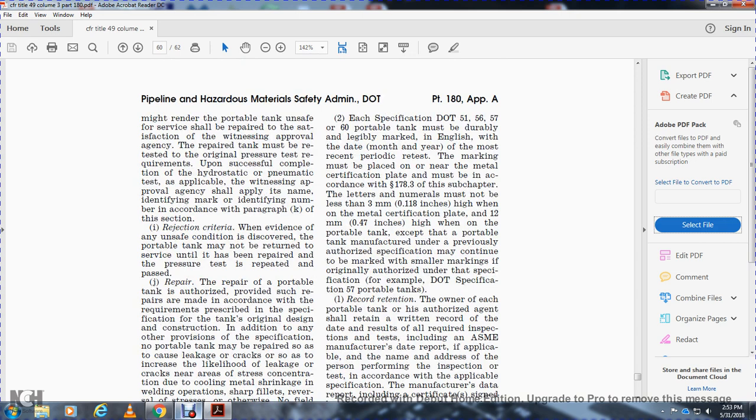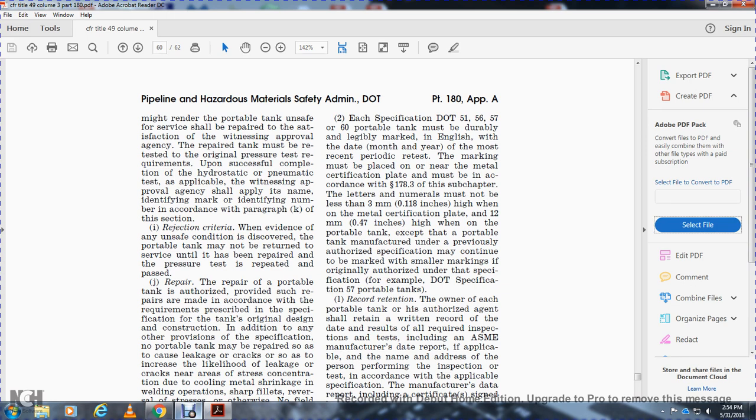2. Each specification 51, 56, 57, and 60 portable tank must be durably and legibly marked in English with the month and year of the most recent periodic retest. The marking must be placed near the metal certification plate, in accordance with 178.3 of the subchapter, with letters not less than 3 millimeters high on the metal certification plate, or 12 millimeters high on the portable tank, except that portable tanks manufactured under a previously authorized specification may continue to be marked with smaller marking authorized in the original specification, for example, the specification 57 portable tanks.